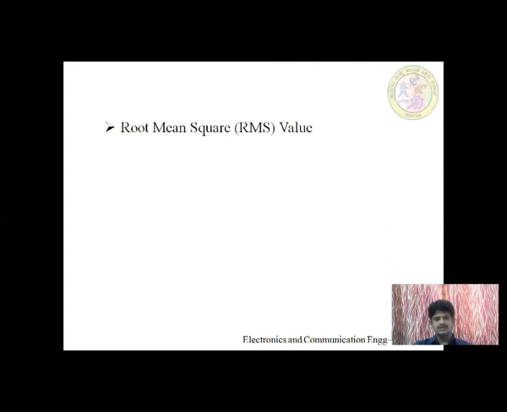Next, we are going to learn some basic things which we already learned in the first semester, but they are required in this subject also. That is the root mean square value. The root mean square value is the value of an AC signal which generates a heating effect equivalent to the heating effect generated by the DC.